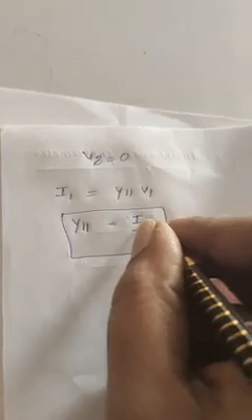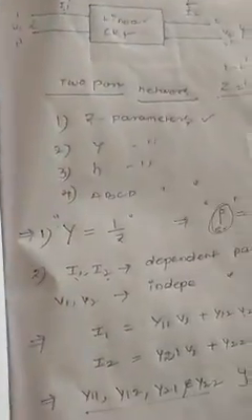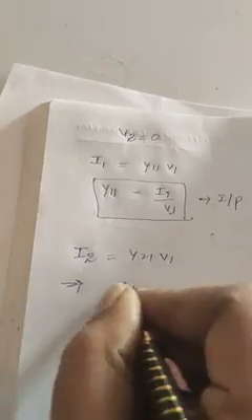Here it is input current to input voltage, so it is called the input admittance. Similarly, with V2 equal to 0 in the second equation, we get I2 is equal to y21 into V1. From this, y21 is equal to I2 by V1. This is the second value.